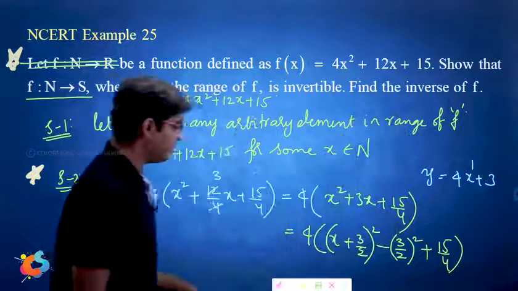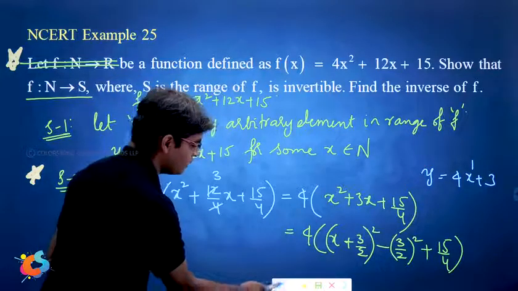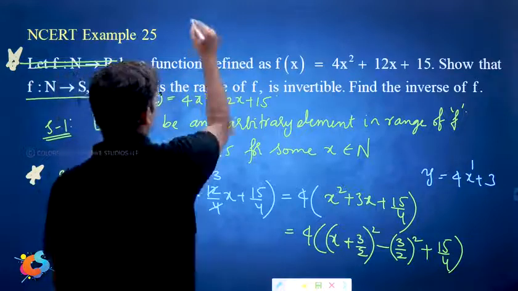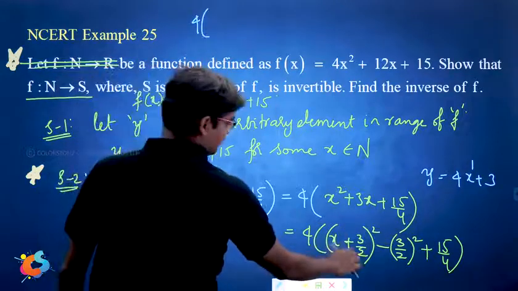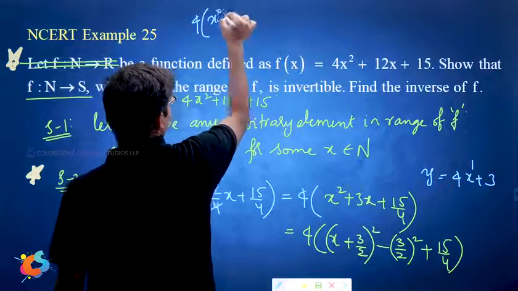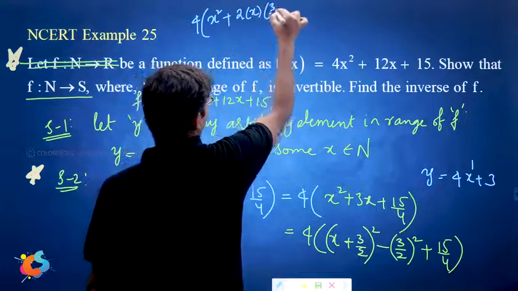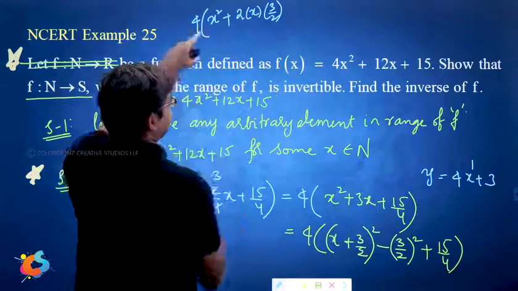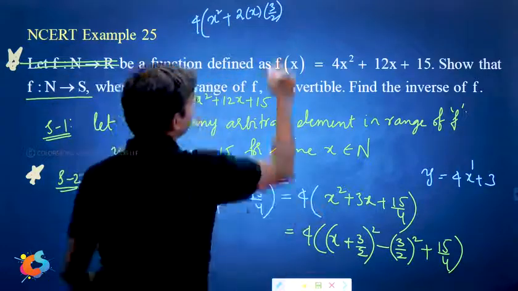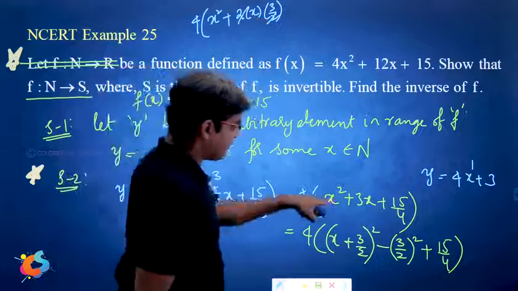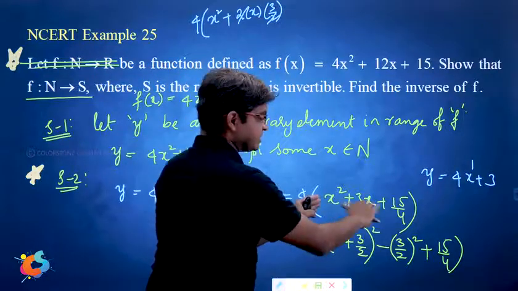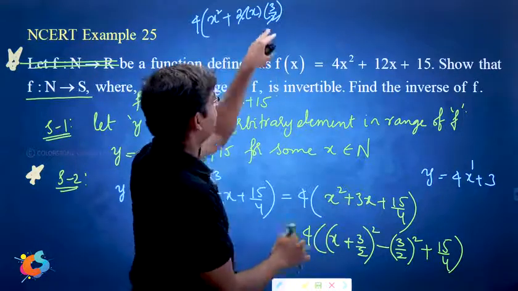Now, how did we get this suddenly? What is this that we have learned just now? 4 is there outside. Because of this, use a plus b whole square, so a square plus 2ab. So x square plus 3x, because the 2 is getting cancelled. So x square plus 3x. This much is what we have.